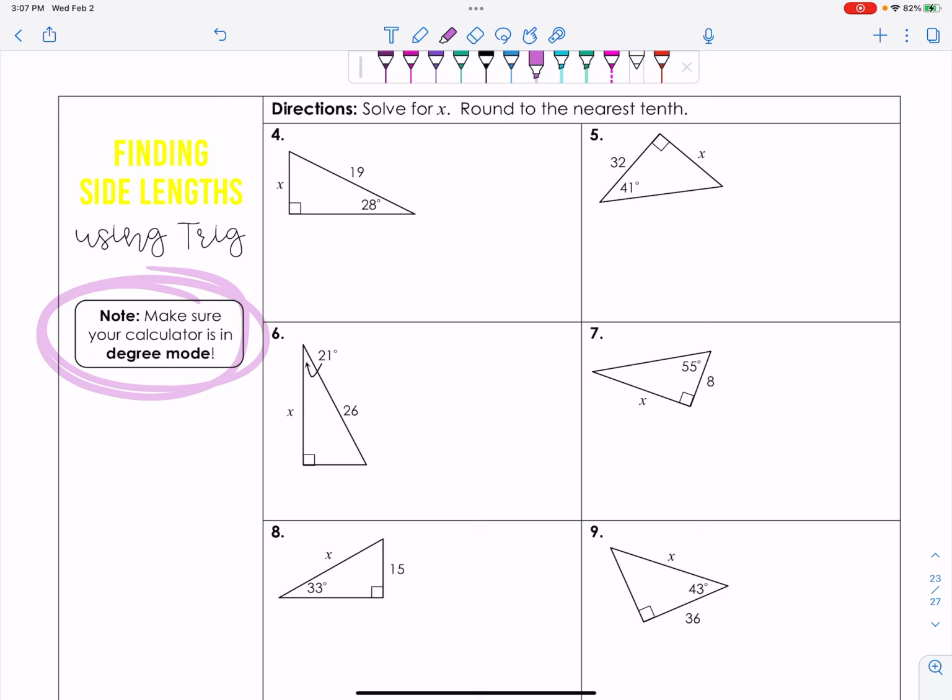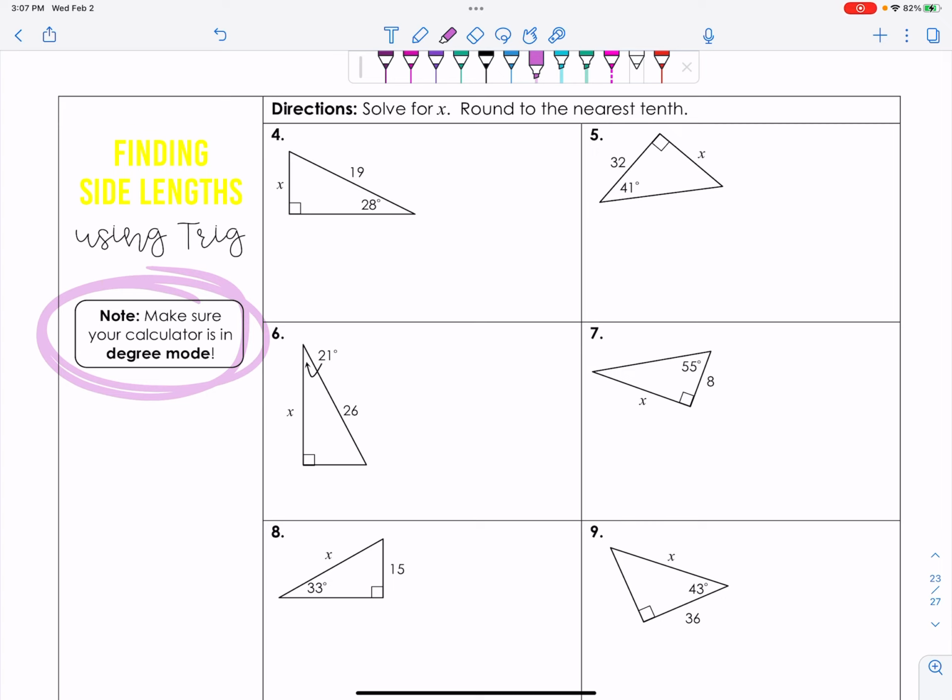by pushing the mode button, which is directly next to the blue second button. And on the fourth option down, you have two words, radian and degree. You want to make sure that the word degree is highlighted. If it is not, then we won't really get the correct answer.